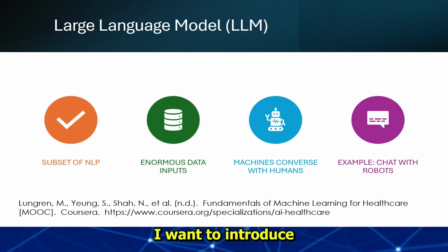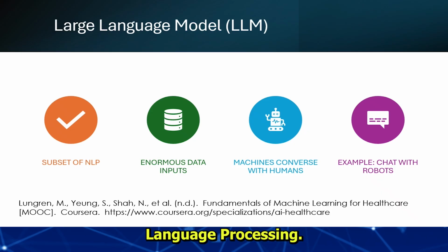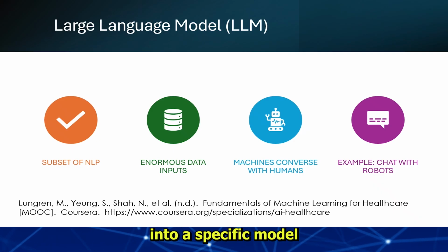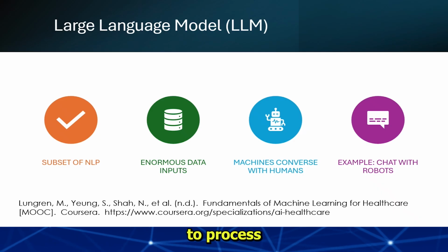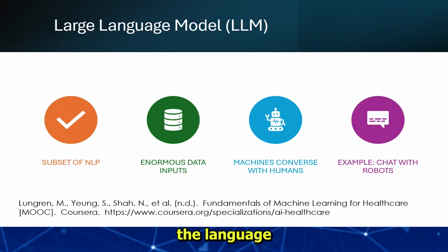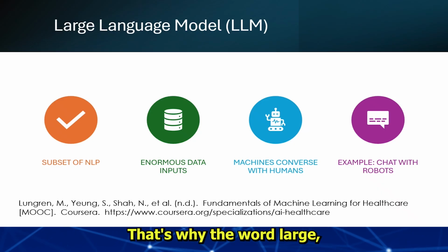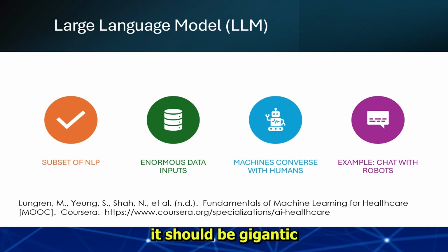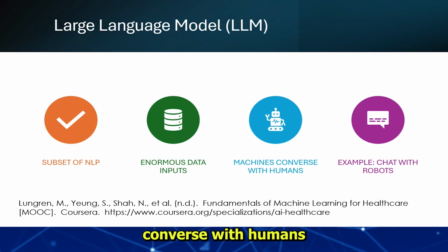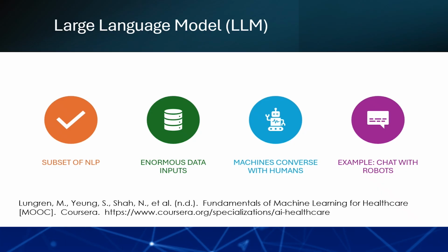The next word I want to introduce is large language model. Now this is a subset of natural language processing. Remember how machines can understand words now. So we're going to dive into a specific model to process one specific set of data. Now imagine, to really understand the language, you have to have an enormous amount of data inputs. And that's exactly what happened. That's why the word large, which I think is a misnomer, should be gigantic rather than just large. Given this ability, the machine can now converse with humans because it's like another person you're talking to. An example of this would be the chatbot, like those in robots.